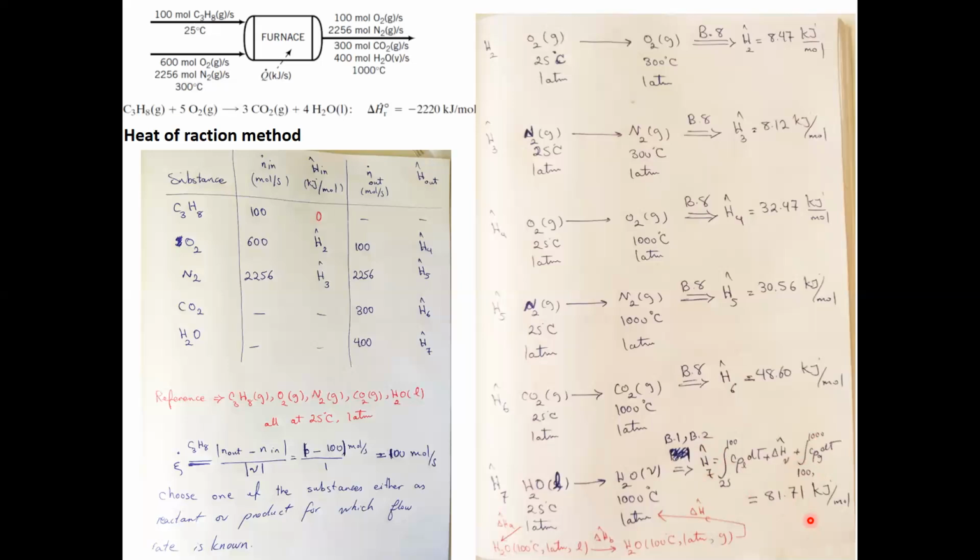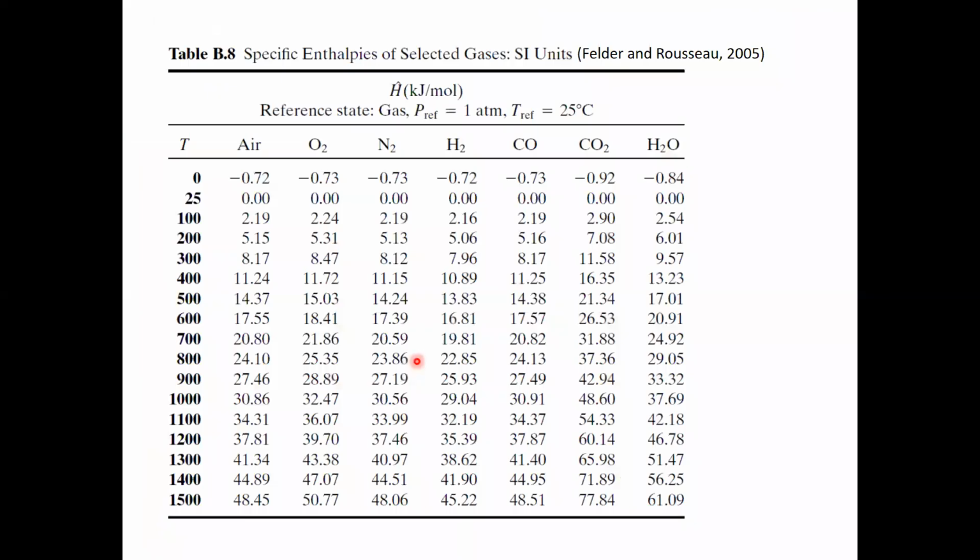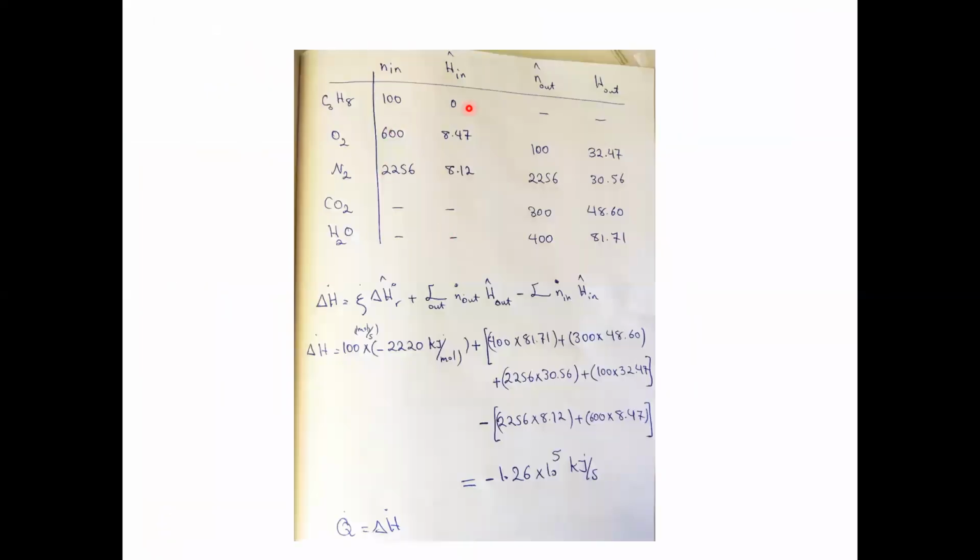So now all the information is clear. We have all the values of specific enthalpy, and we put them in the table as we calculated. Calculation now is easy because we already have the extent of reaction. It's already provided for us.